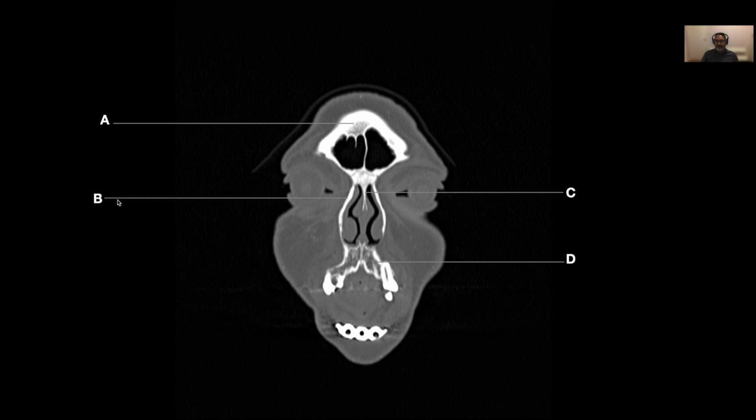No, it is not the nasal bone. But the nasal bone is here. That is the nose, so A is above the nose. It's above the eyes also. Yep, that's the frontal bone. And so which one is the nasal bone, B or C? Yep, B is the nasal bone. There are two on each side, so that would also be the nasal bone. And what would C be?